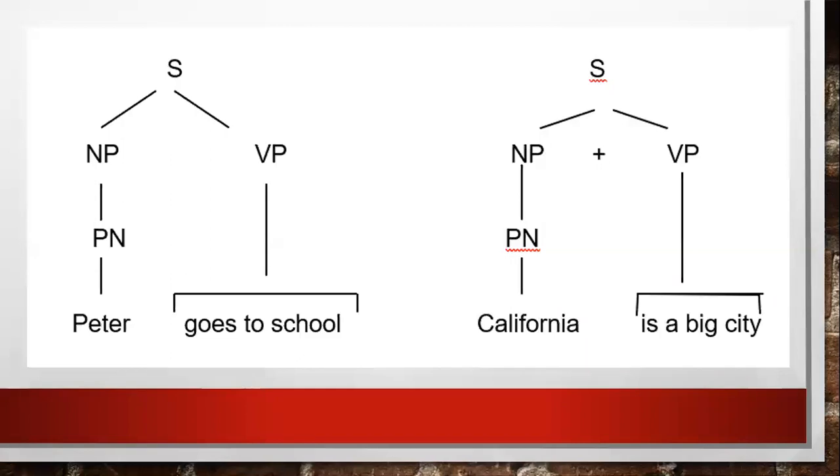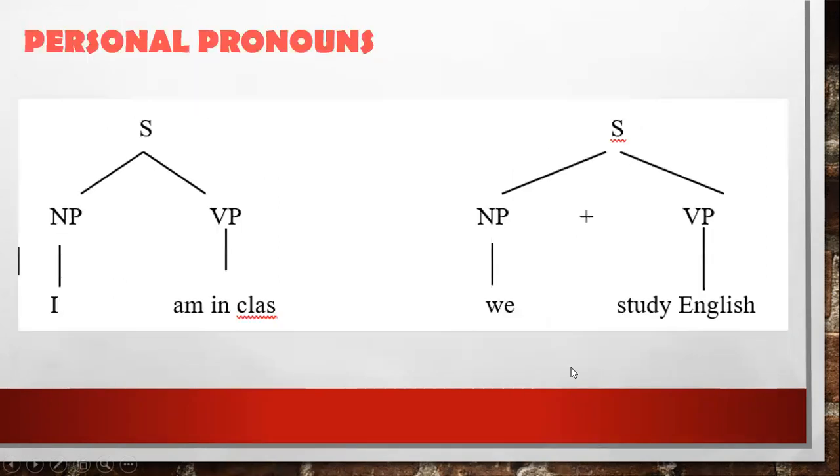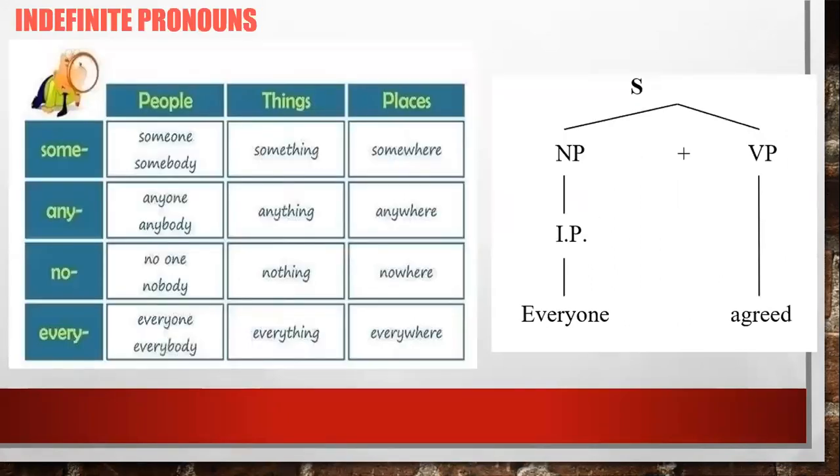So here you have the tree diagram, and we are going to take into account the noun phrases, that are composed of the proper nouns. Peter is a proper noun, and it's also the noun phrase, right? The same happens here. California is a proper noun, and it's a noun phrase, all right? Personal pronouns, we have here: I am in class, we study English. So we have again the noun phrase. And notice here the noun phrases, I and we. And we are using personal pronouns. Then we have another one, indefinite pronouns.